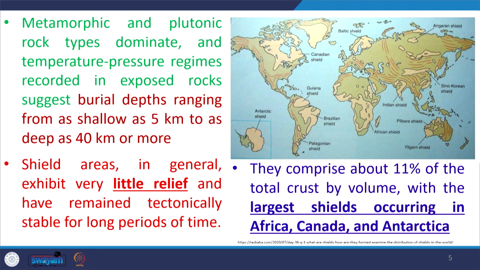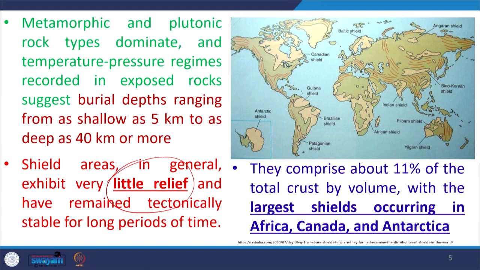That means those rocks which were earlier at around 5 to 40 kilometer depth, due to exhumation, mountain building activity, thrusting, and erosion or removal of the overburden, are now exposed and represent the shield area. And the shield area in general exhibits very little relief and has remained tectonically stable for a long period of time. So, the key point here is the little relief.